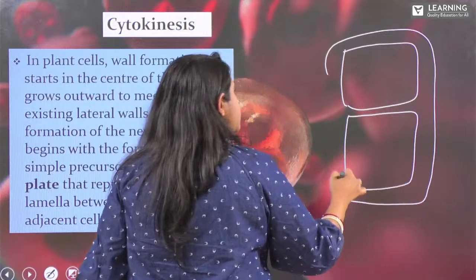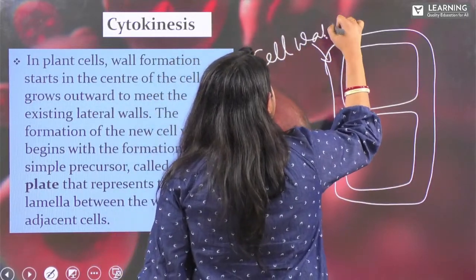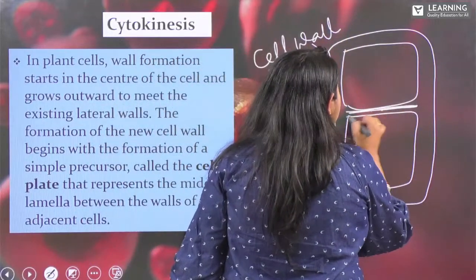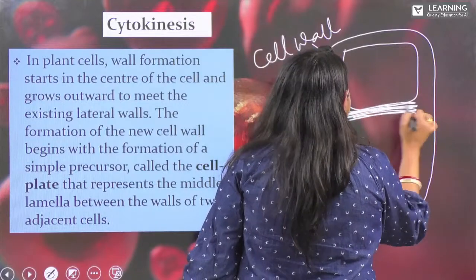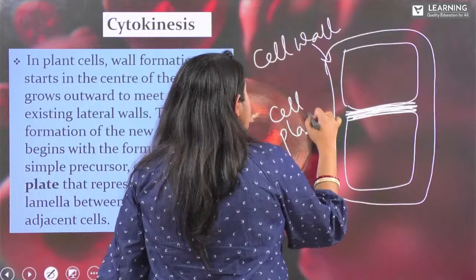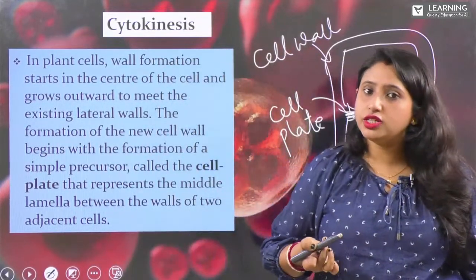So let's say this is the cell wall. Cell division takes place by formation of a cell plate, okay? So in case of plants, the cell division takes place by formation of the cell plate.